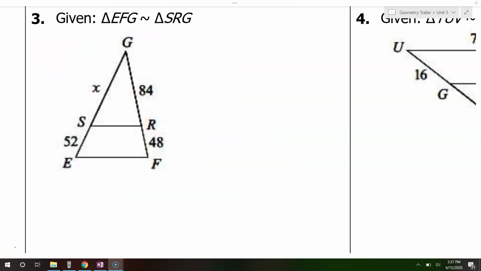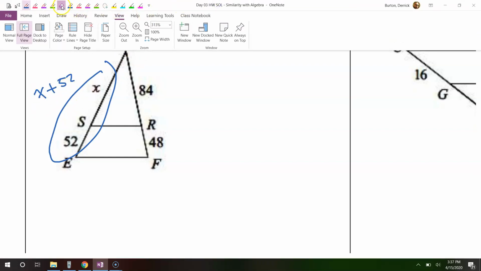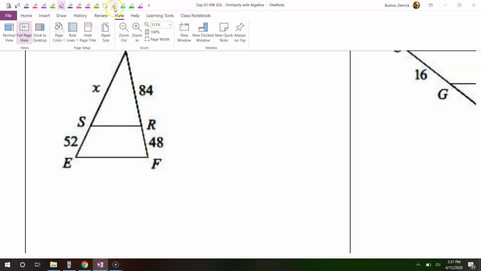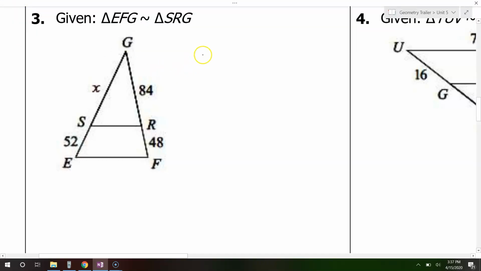Now problem number 3 is the one time when I would not draw the triangles separately. You could, but it would be a little bit complicated because this long side over here, you'd have to understand that this is X plus 52. And that expression is going to make your calculations more complicated than they need to be. Because in this case, I can use something called the side-splitter theorem.